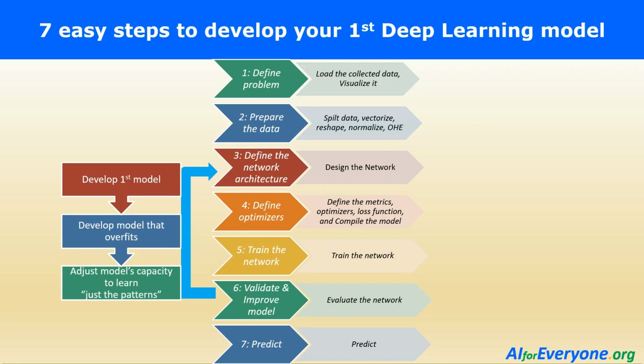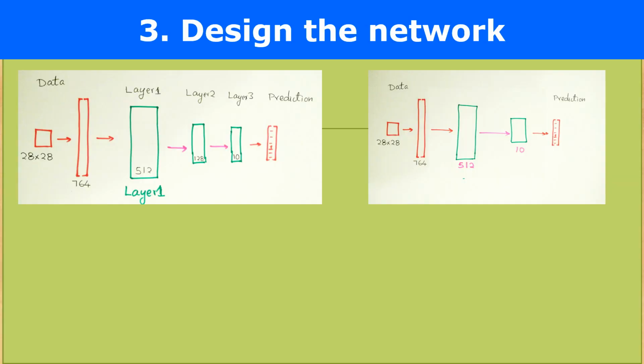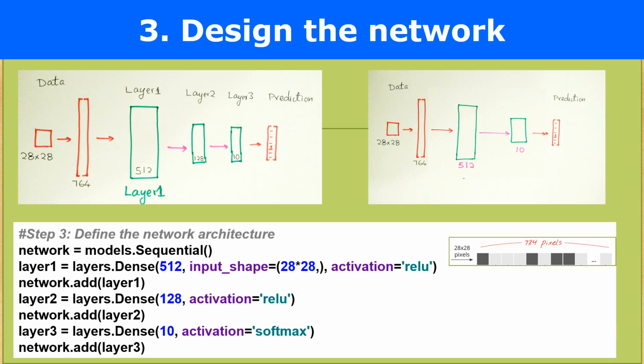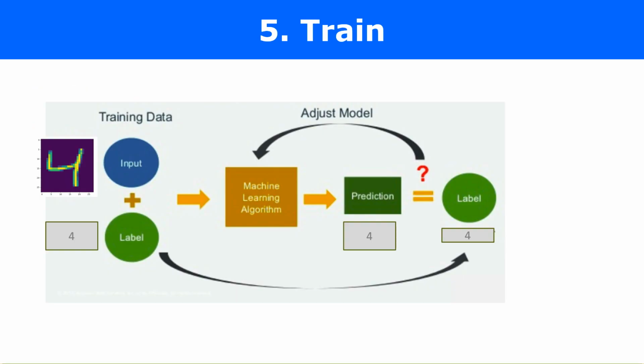To summarize, we have learned how to define your first deep learning project using these basic 7 steps. Interesting, we were able to define our first model, a set of fully connected layers, and were able to predict after the training process.